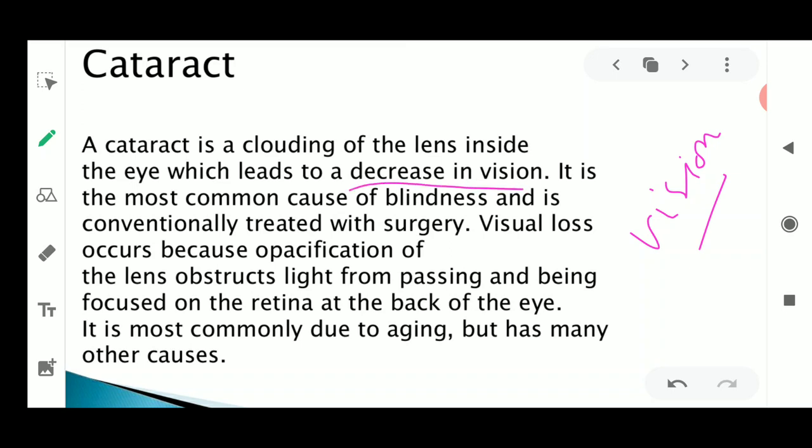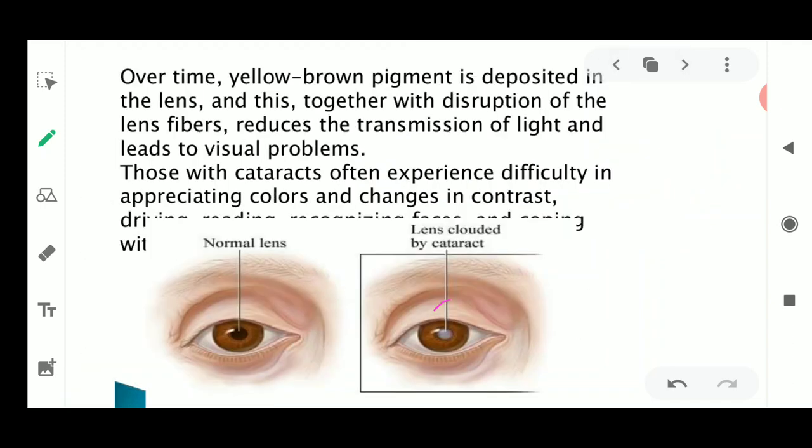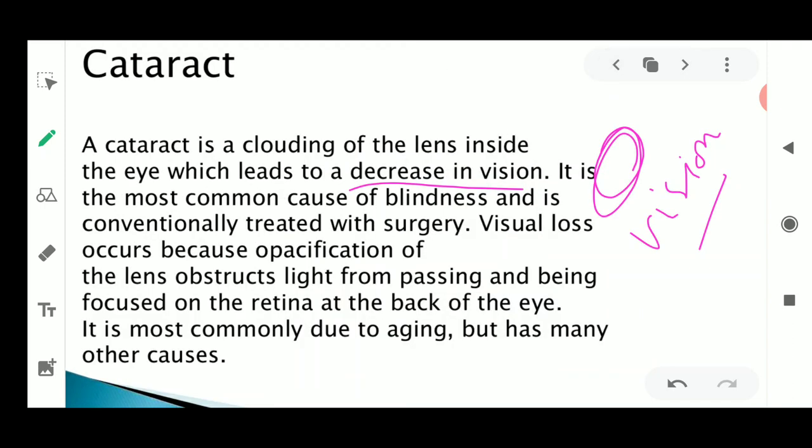Now what happens? A cloudiness occurs in the eye lens. As you could see here in the eyes of a person who has a cataract, a cloudiness, a white colored substance, is present inside the eye, as you could see here in the diagram, due to which it interrupts the vision, and this is known as cataract.